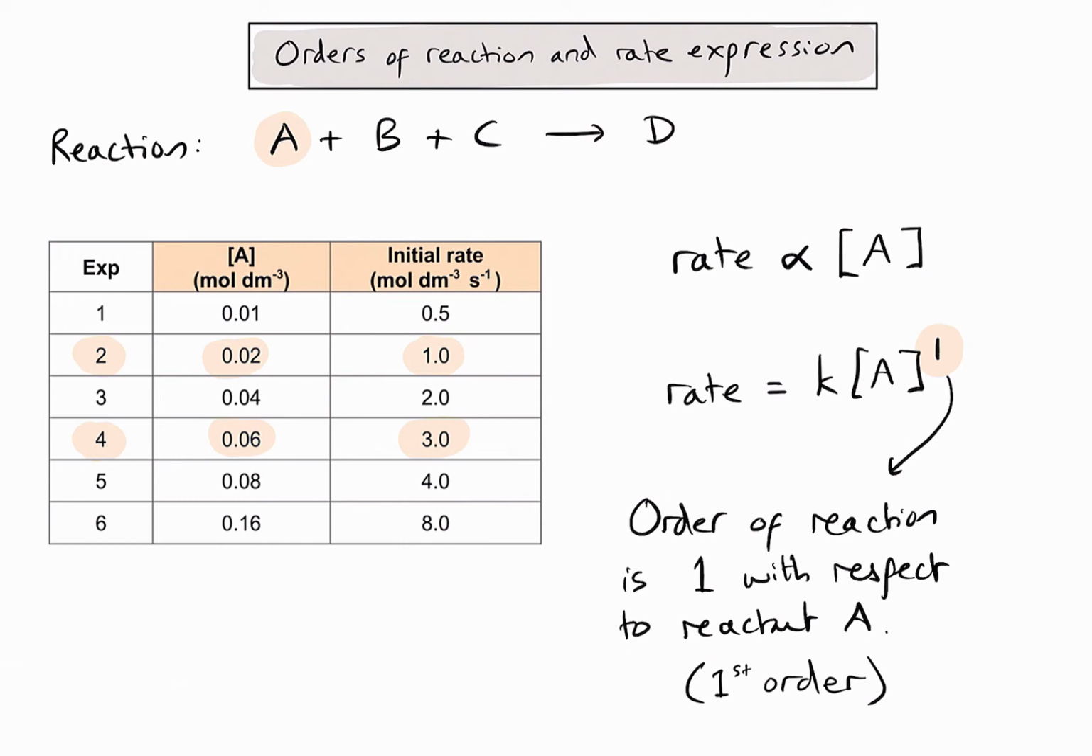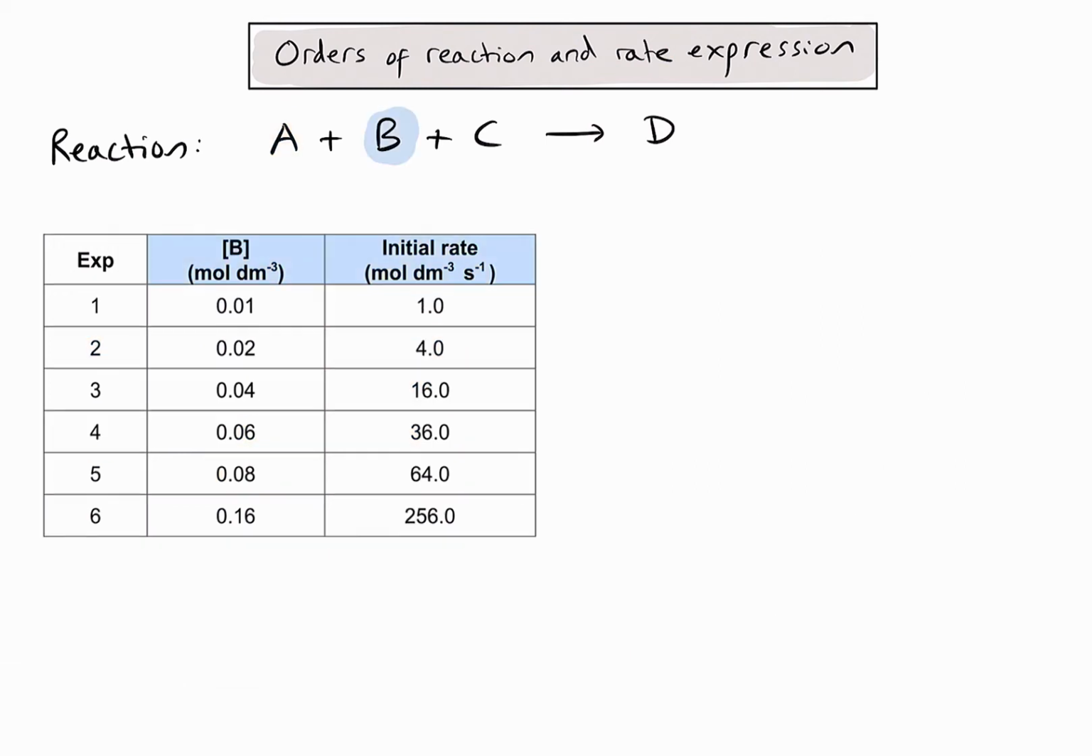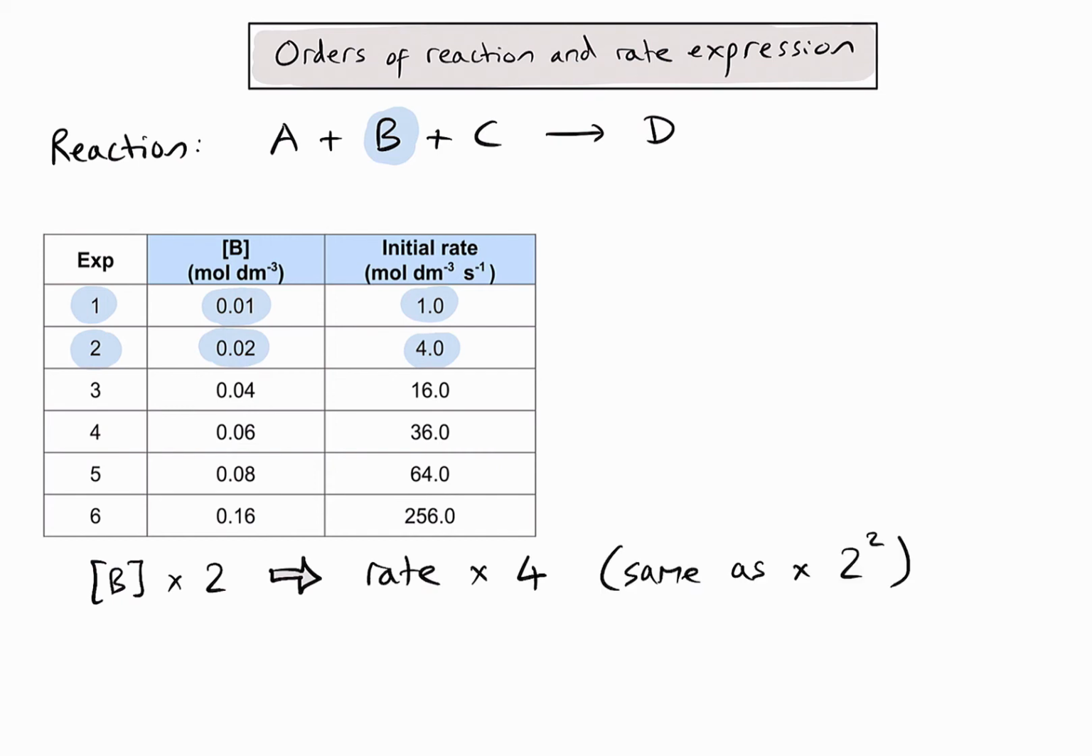Let's now take a look at the data for reactant B. So let's consider how changing the concentration of B affects the rate. And in this case, we might choose experiments 1 and 2, where the concentration of B is doubling. And I might notice here that the initial rate has actually quadrupled. So by changing the concentration of B by a factor of 2, the rate has increased by a factor of 4, which you might notice is actually 2 squared.